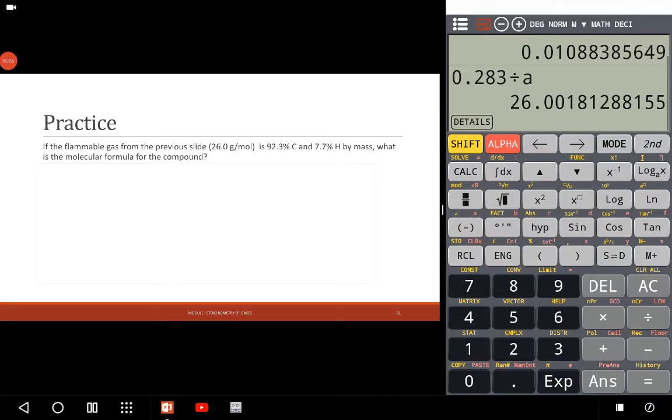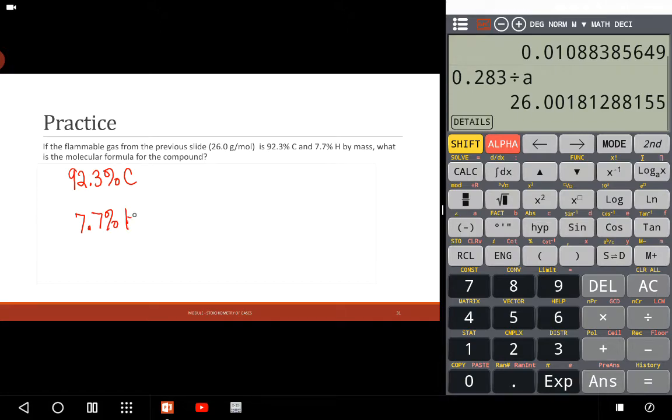Here's a practice problem for you. If the flammable gas from the previous example, which had a molar mass of 26 grams per mole, is 92.3% carbon and 7.7% hydrogen by mass, what is the molecular formula of the compound? Go ahead and pause the video and work that out. Unpause the video when you're ready. We have 92.3% carbon and 7.7% hydrogen.